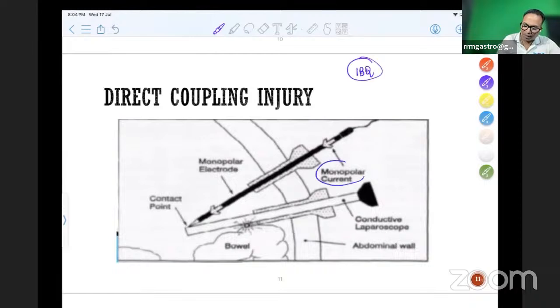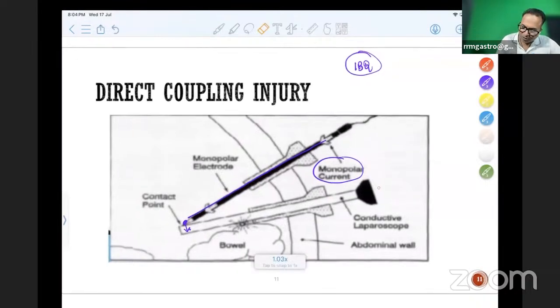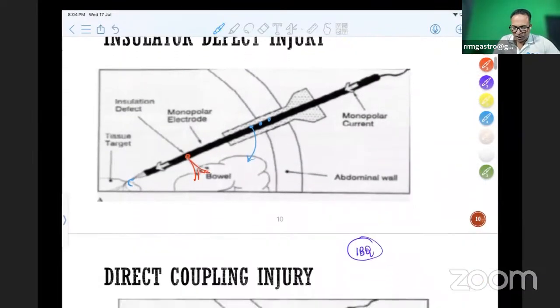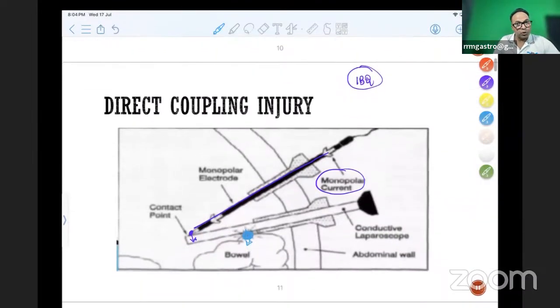You can see a monopolar current going via this sheathed instrument, and as I am touching the tip with the needle holder or any metal instrument. The laparoscope itself is made of metal, and that is touching the bowel. There is a burn happening here in this bowel. This is direct coupling injury. So these are the classical 2 injuries: insulator defect injury and direct coupling injury. These are the 2 commonly seen diathermy injuries in laparoscopy.